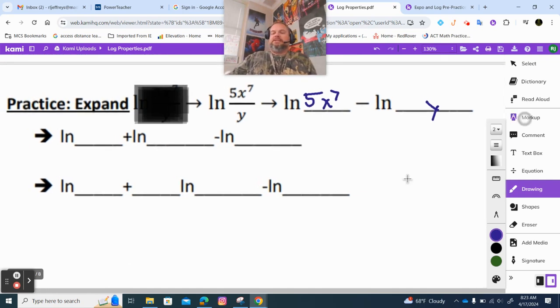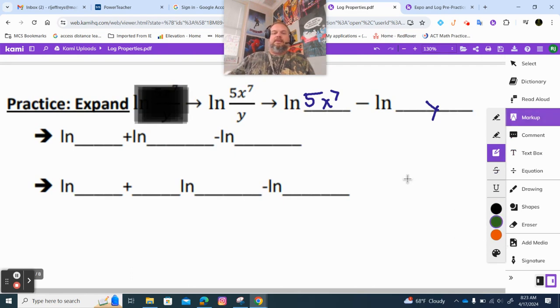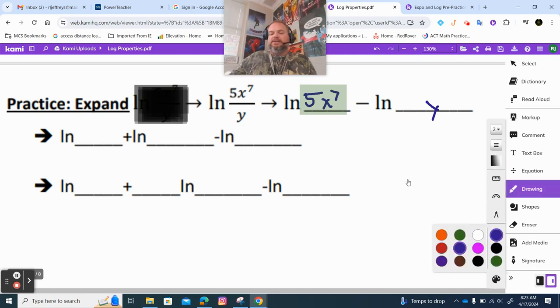Now, let's split up this a little bit. This is being multiplied. So the 5 and the x to the 7th is being multiplied. So let's say this is ln of 5 plus the ln of x to the 7th. And we're still tagging along this y.